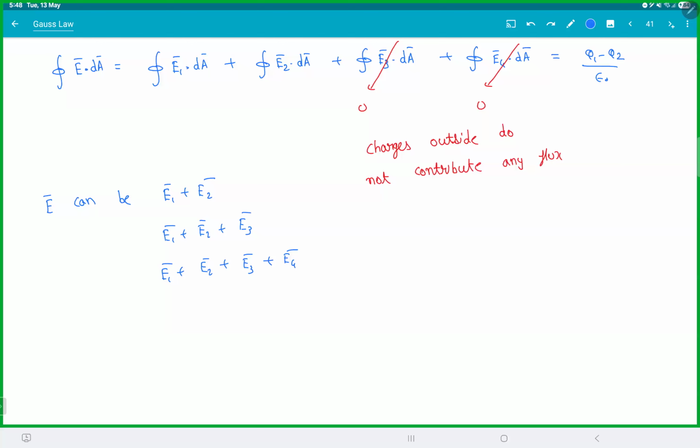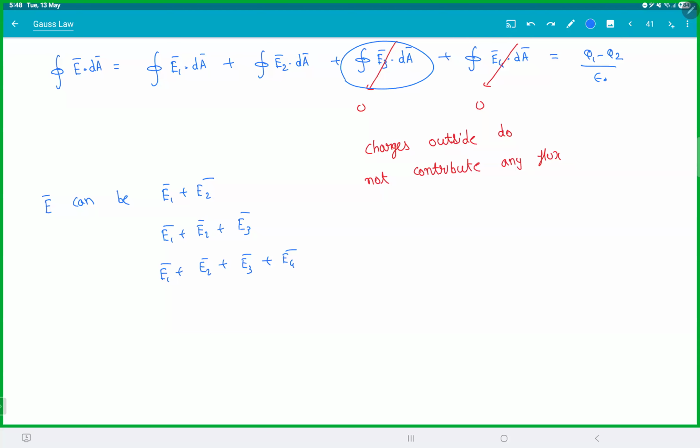What is that E bar? E bar is E1 plus E2. It can also be E1 plus E2 plus E3 because E3 dot dA will be zero anyway. It can be E1 plus E2 plus E3 plus E4 because E4 dot dA also will be zero. So if you add zeros on the left-hand side, you're really not going to affect the question. So that E bar can be anything: E1 plus E2, E1 plus E2 plus E3, or all.